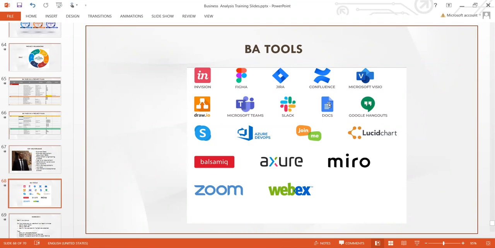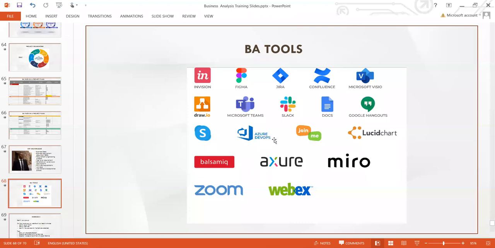This is Google Doc. You can use Microsoft Doc or Google Doc. So Miro is very good for brainstorming exercise. So these are the major things. Hangout is for collaboration. Join Me, these are for collaboration.